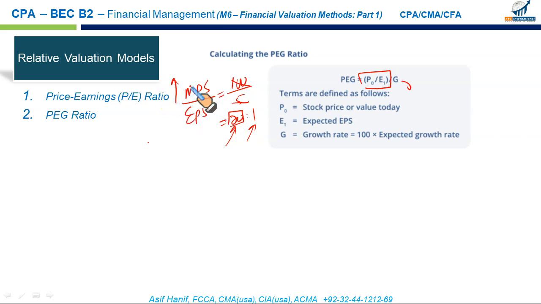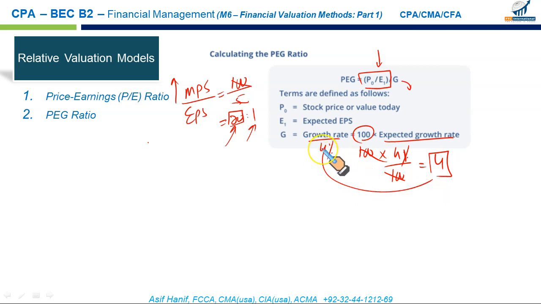Now we have another variation of this, called the PEG ratio. You can see it incorporates the price earning multiple and brings in a new variable, growth rate. For the growth rate, you need to remove the percentage sign. When the growth rate contains a percentage like 4%, simply express it as a number with no percentage sign. So whenever the growth rate is used, use the number alone without the percentage, without converting into decimal. This is important to remember.